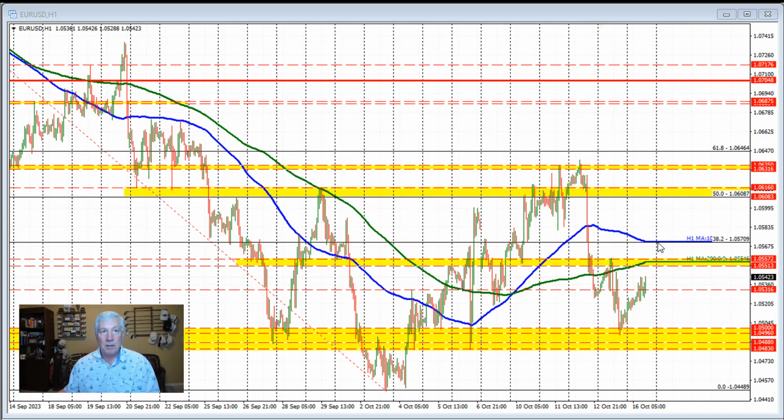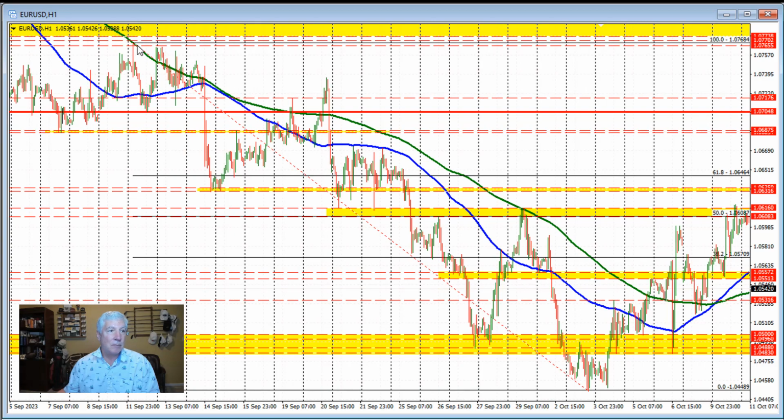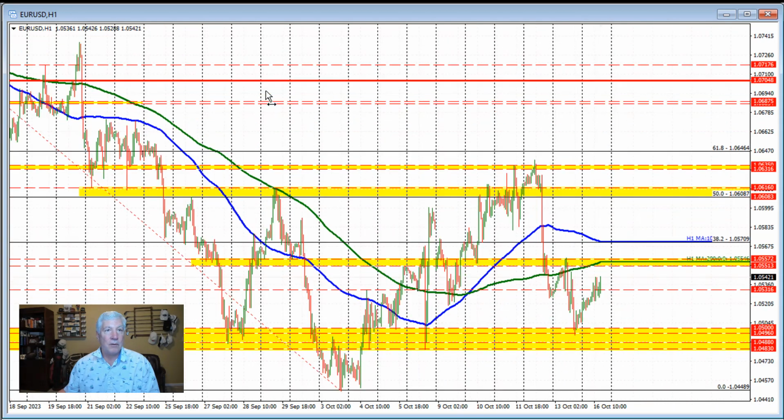If we get above it, we'll look for the 100-hour moving average and the 38.2% retracement. That's of the move down from this high going back to, I guess, September 12th to our low price that we saw in the month of October. And the 100-hour moving average, again, 1.0571. Get above that level, and the bias shifts more to the upside.